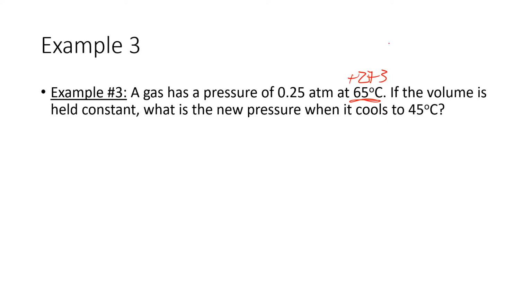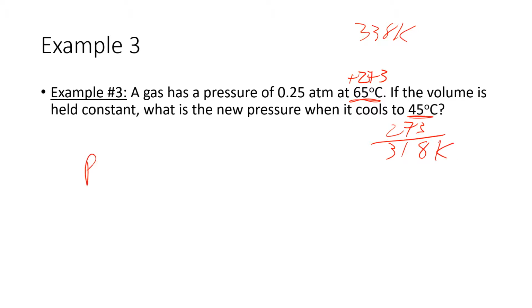So 65 plus 273 is, hold on a second, 348. We need to back that up, but I'm pretty sure that's right. 65 plus 273 is 338. Oops, 338. All right, so 338 for that one. And for the other one, 45 degrees, so you're going to add 273, and you're going to get 318 Kelvin for that one.